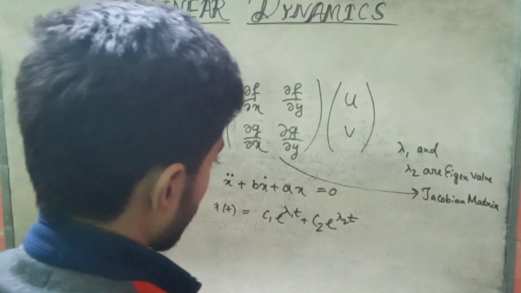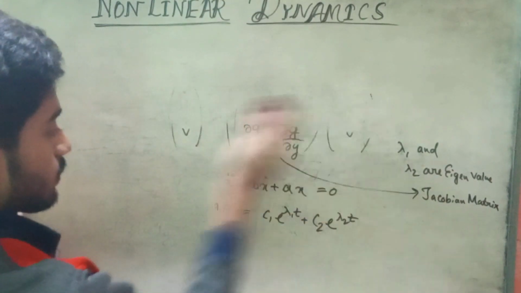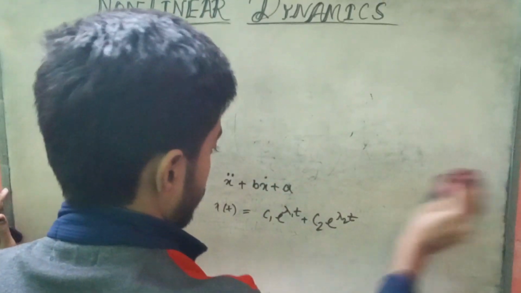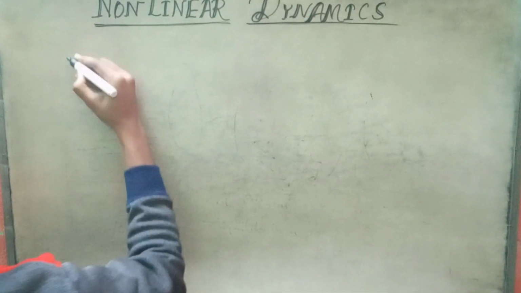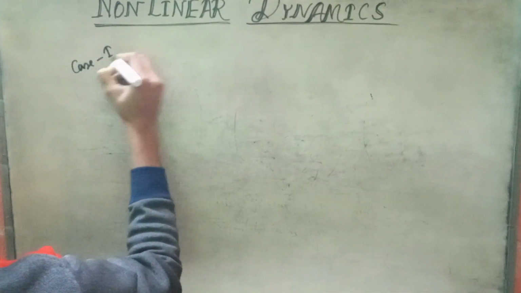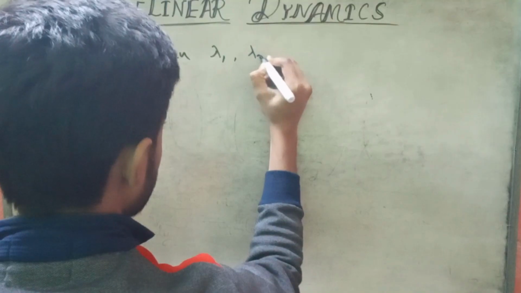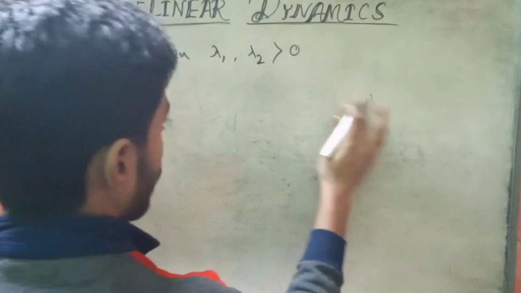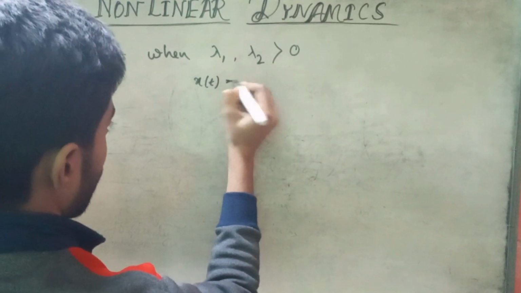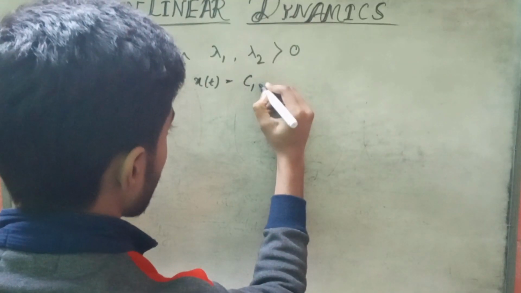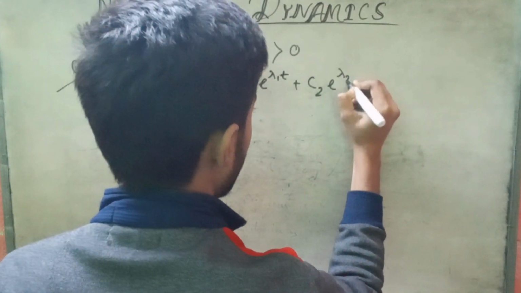both eigenvalues are greater than 0, meaning positive. So now let's erase this part. So this is our first case, when lambda 1 and lambda 2 both are greater than 0. So what's our solution? Our solution is x(t) equals c1 e to the power lambda 1 t plus c2 e to the power lambda 2 t, right?